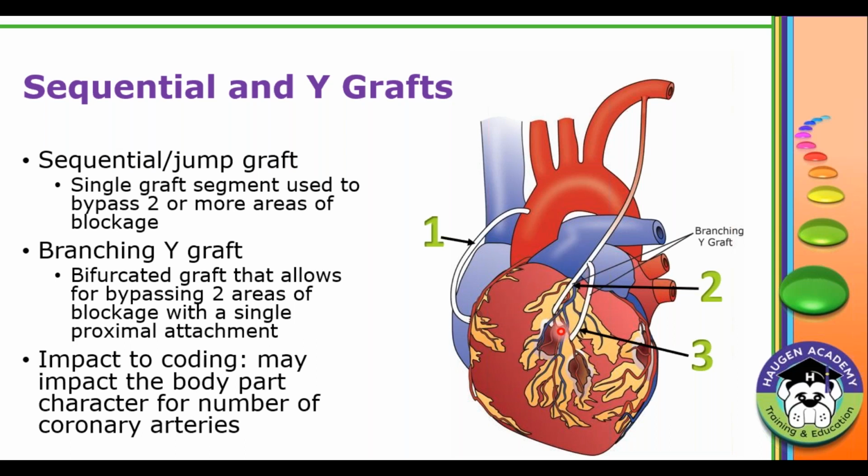Now, the impact to coding is that it can impact the body part character for the number of coronary arteries. And when you're counting your coronary artery vessels for bypass, you're always counting the distal connections. If we were to code this particular patient, then this would be 3 total coronary arteries that are being revascularized.